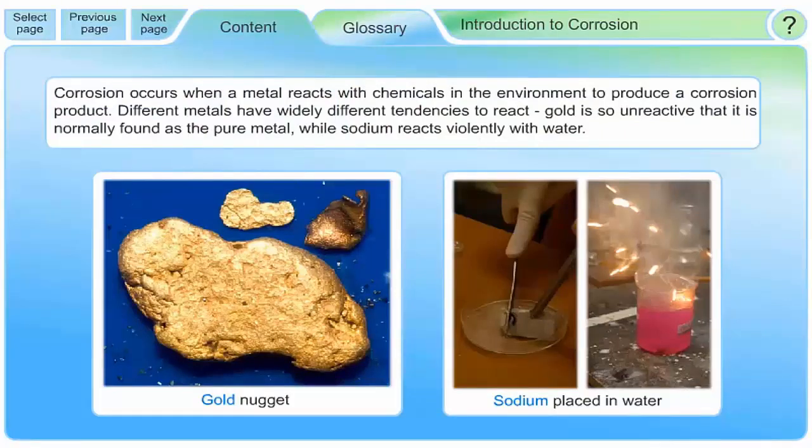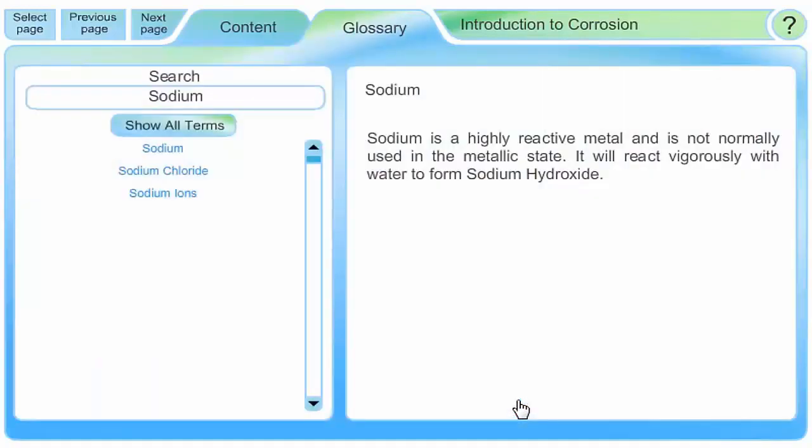On the other hand, sodium reacts violently with water and exists in nature only as a combined chemical, for example sodium chloride or common salt. It is rarely used in a metallic state and violently reacts with water to form sodium hydroxide or caustic soda.